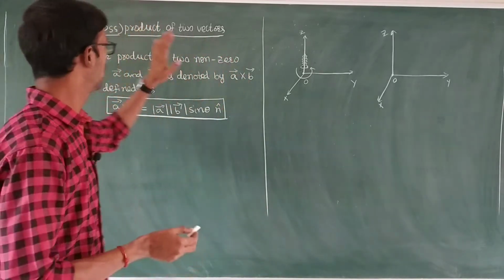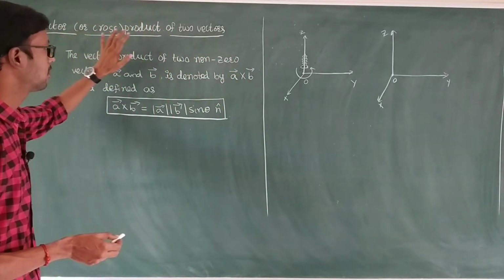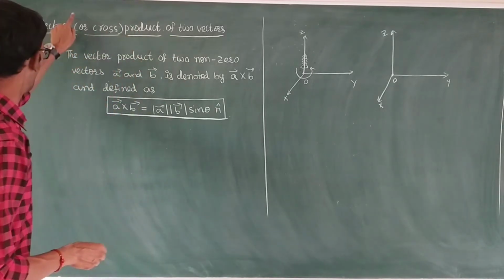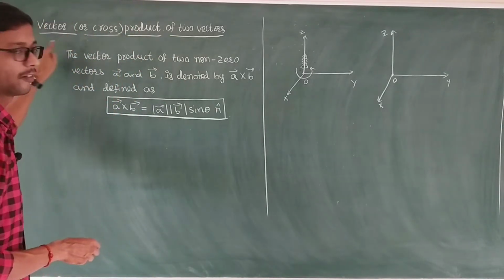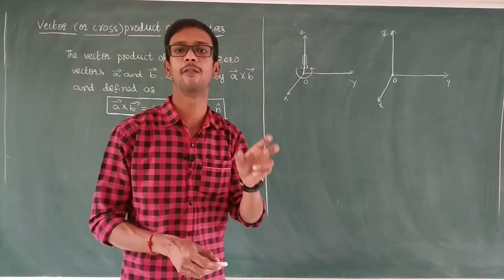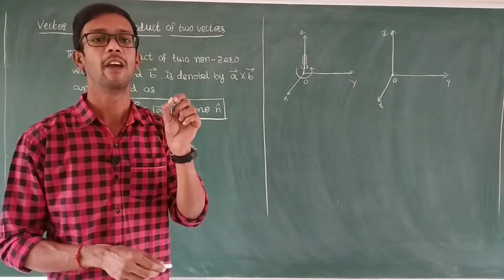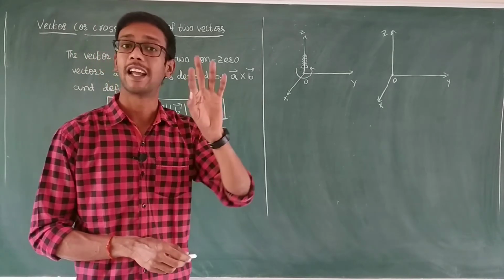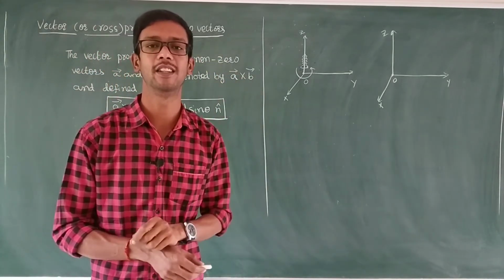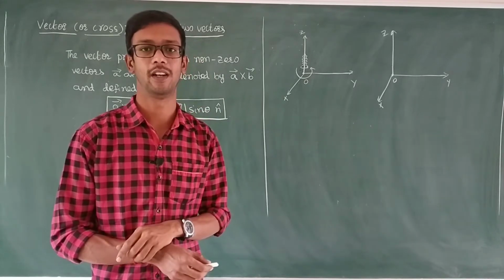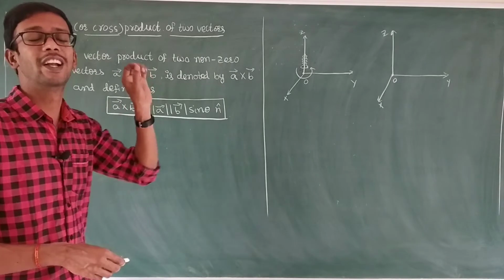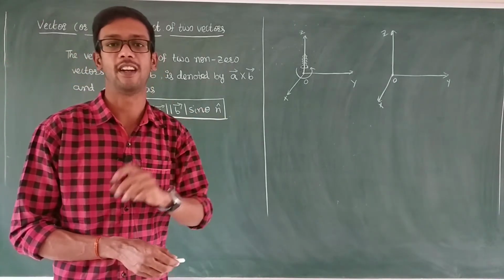You observe here, the vector or cross product of two vectors. Here you observe that the result of the cross product, the result of the vector product, is a vector. In the scalar or dot product, the answer you get is one scalar. Here, in the cross product, the answer you get is a vector.